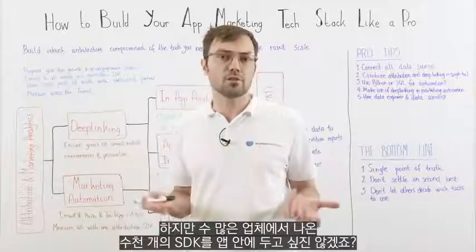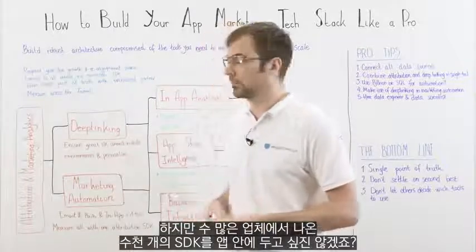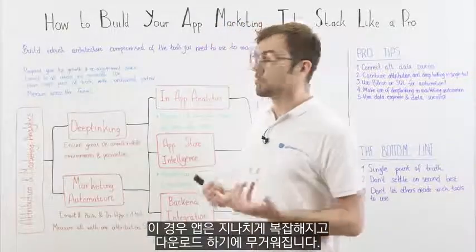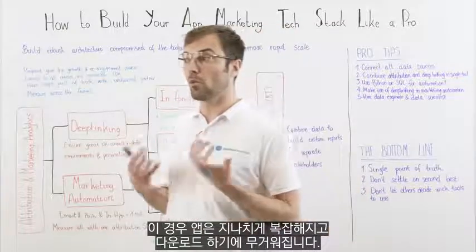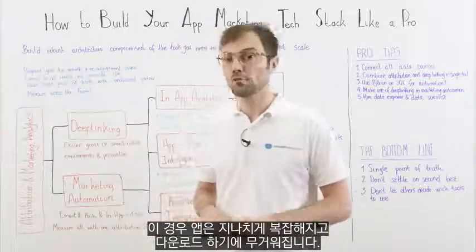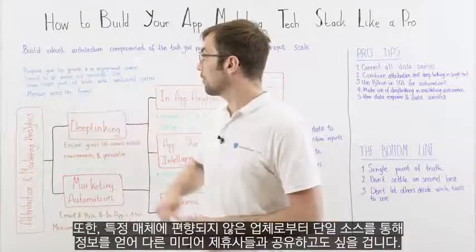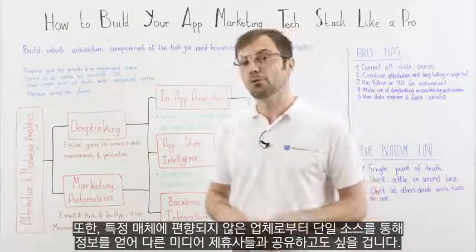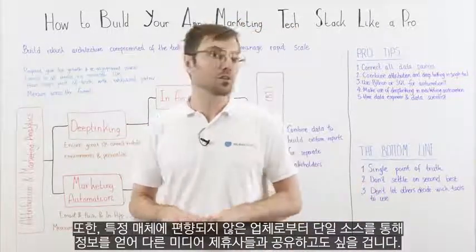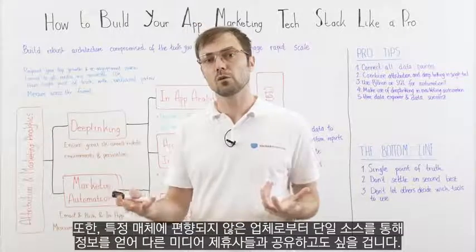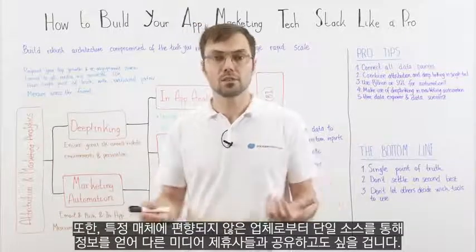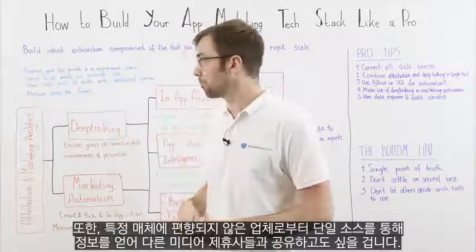You don't want to have 1,000 SDKs inside from different partners, right? So this will just make your app more complex and heavy for the users to download. So you want to have also a single point of truth from one unbiased partner so that all the media partners you're working with also trust the results that you're sharing with them.